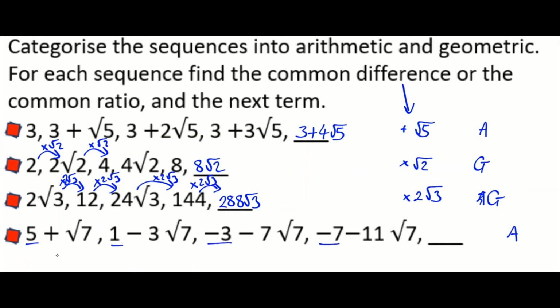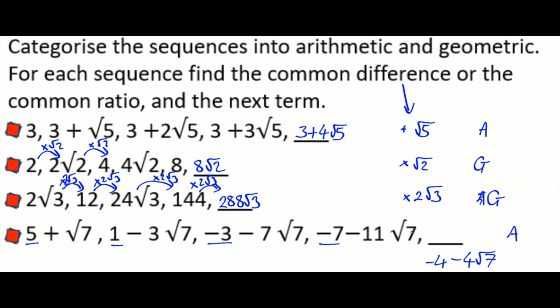So 5 minus 4 would give us 1, and then minus 4 would give us minus 3, minus 4 would give us minus 7. So it looks like we are taking away 4 each time. And let's look at the surds. We've got root 7, and then minus 3 root 7s, minus 7 root 7s. It looks as if we are taking away 4 lots of root 7 each time.